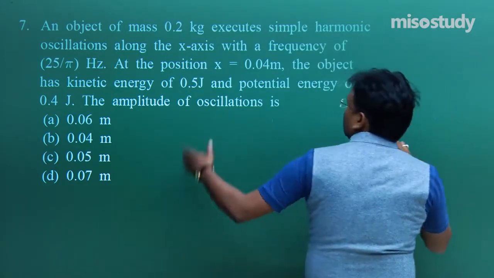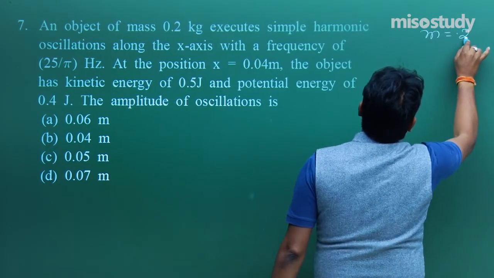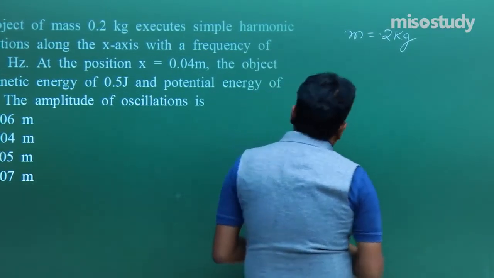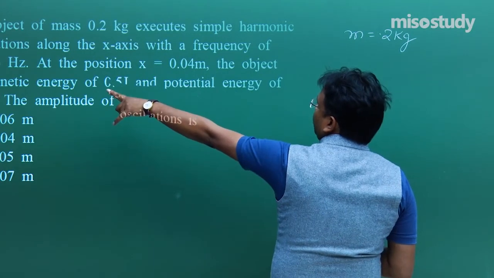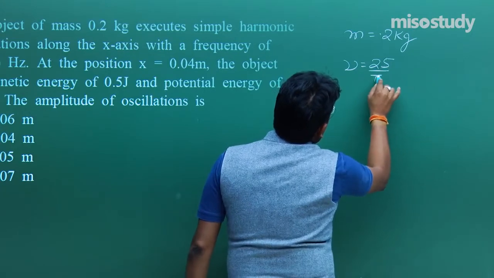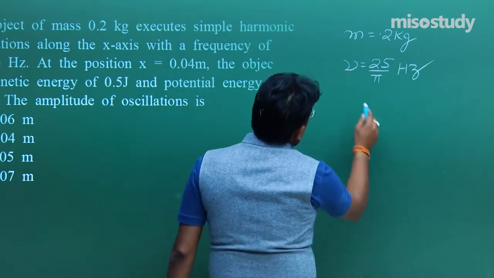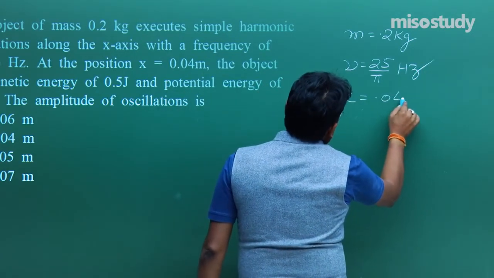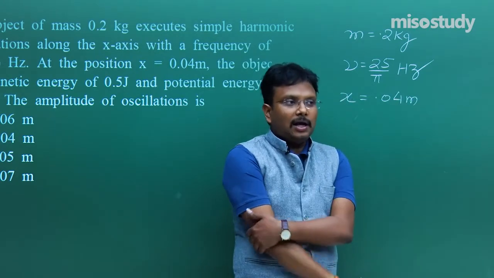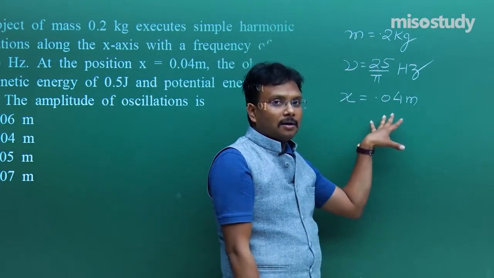So as you know, in this problem, m is equal to 0.2 kg. M is equal to 0.2 kg. It is given in this problem, fine. And then this nu is equal to 25 by pi, okay. Nu is equal to 25 by pi hertz, and x is equal to 0.04. Now why am I doing this? See, during the solution of the problem, you should mention the given numbers this way.